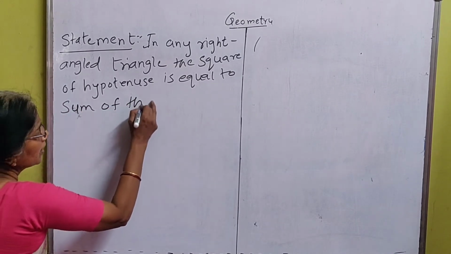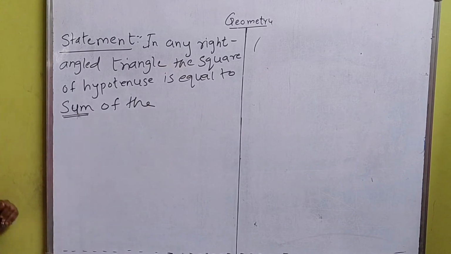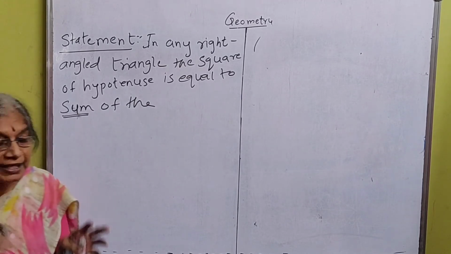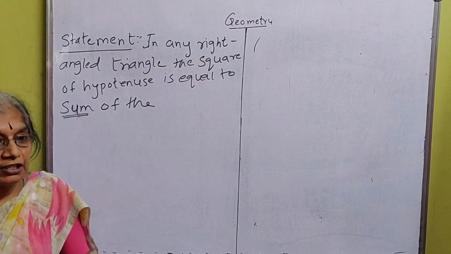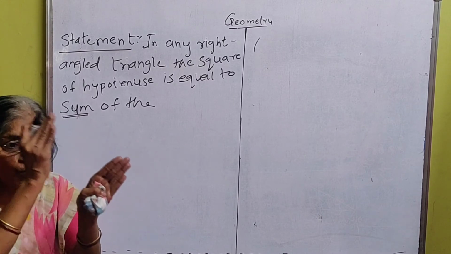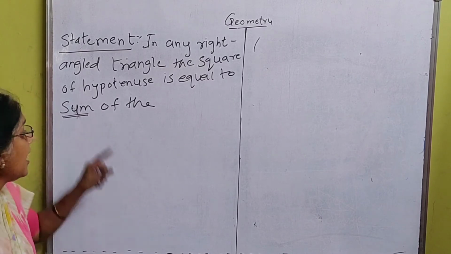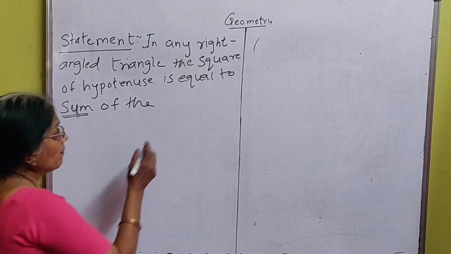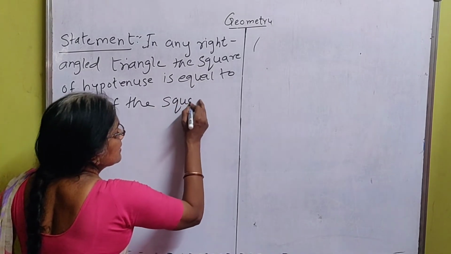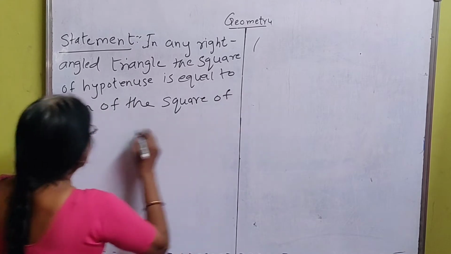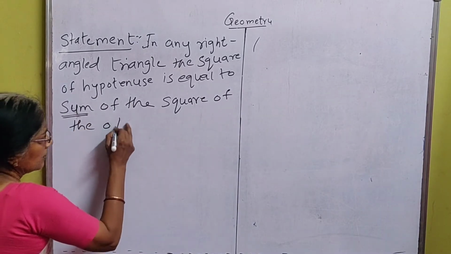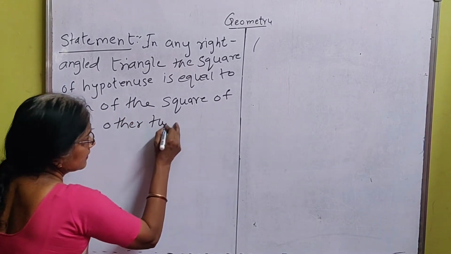the sum of the, this word is very important. Sum means when we sum 2 and 3, what is the sum of 2 and 3? We add 2 plus 3, which is equal to 5. And here sum is very important: the sum of the squares of the other two sides.